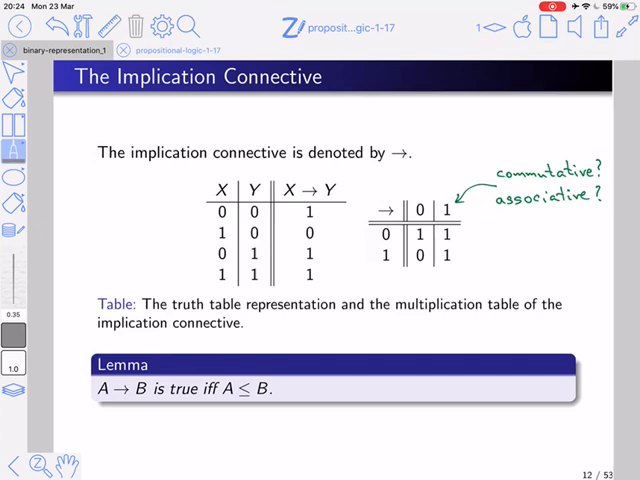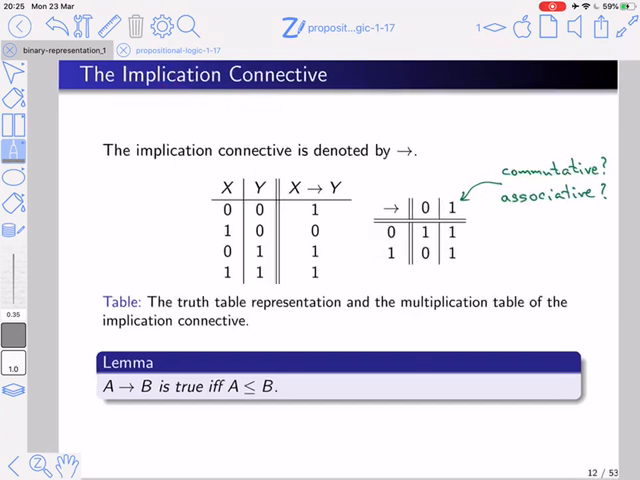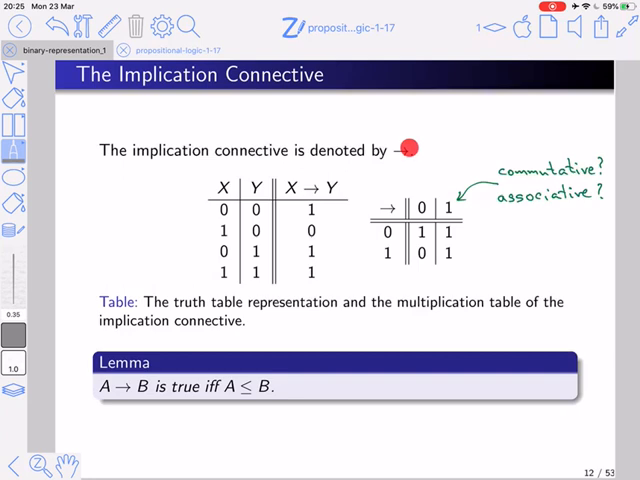I want to introduce a few new connectives. The first connective I want to introduce is called the implication connective and is denoted by an arrow. The multiplication table of the implication connective is depicted over here. So you see that 0 implies 0 gets the logical value 1, 0 implies 1 gets the logical value 1, 1 implies 0 gets the logical value 0, and 1 implies 1 gets the logical value 1.